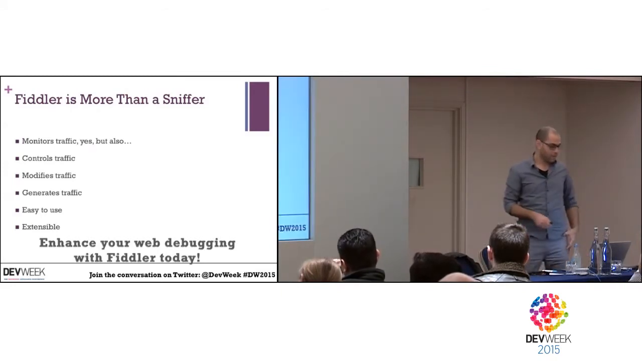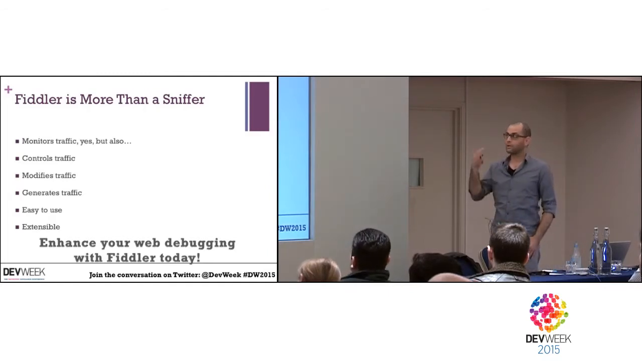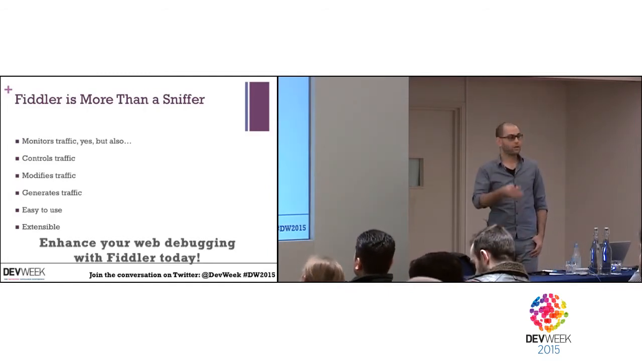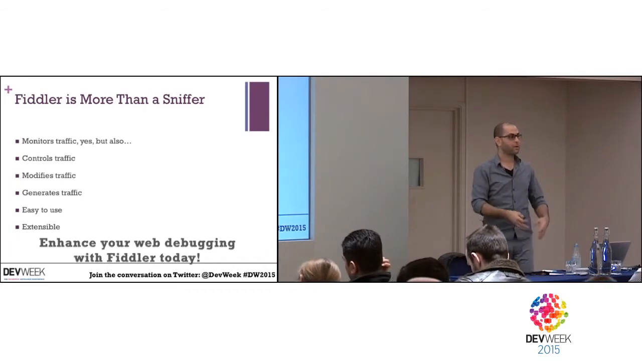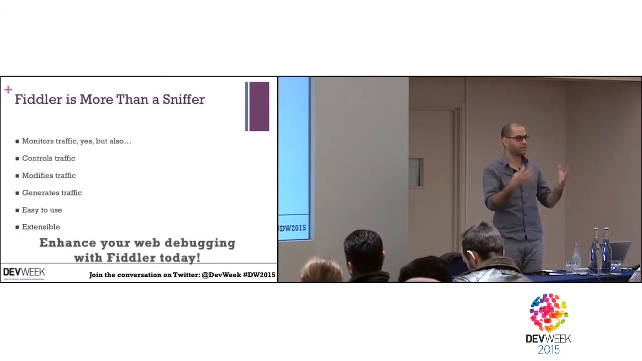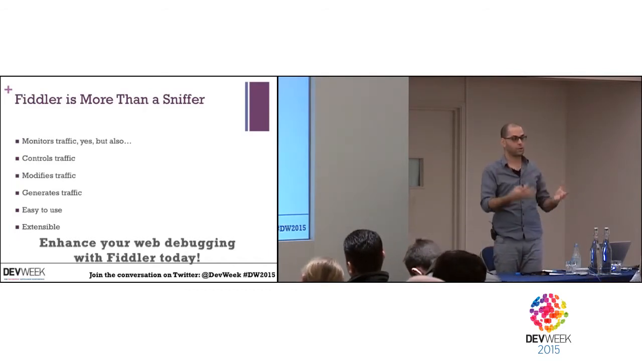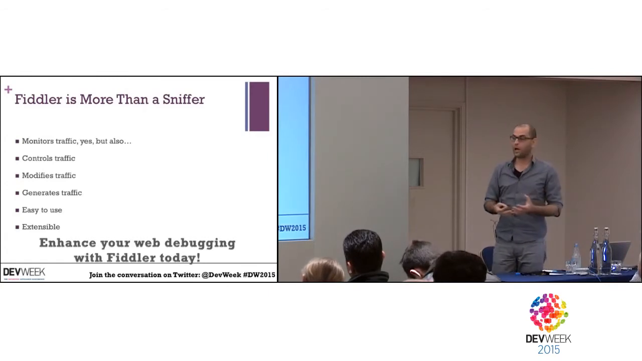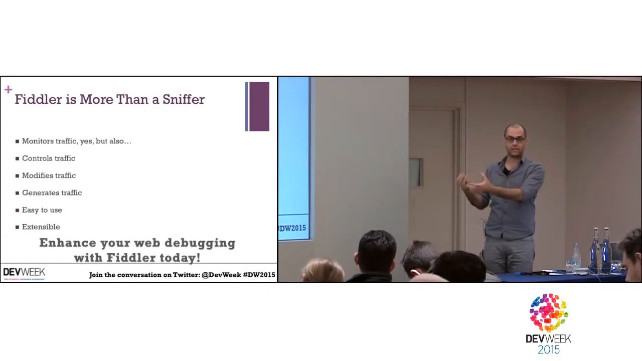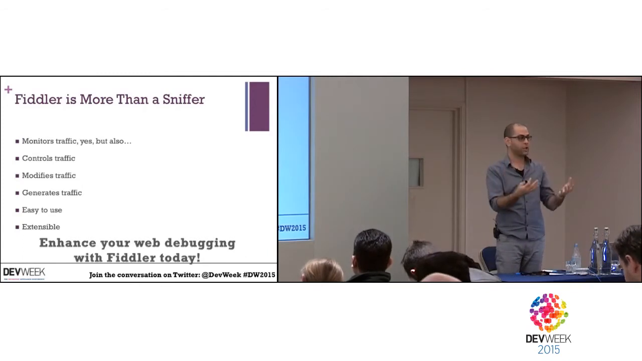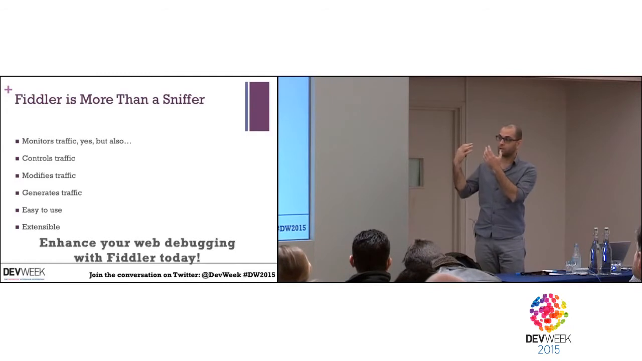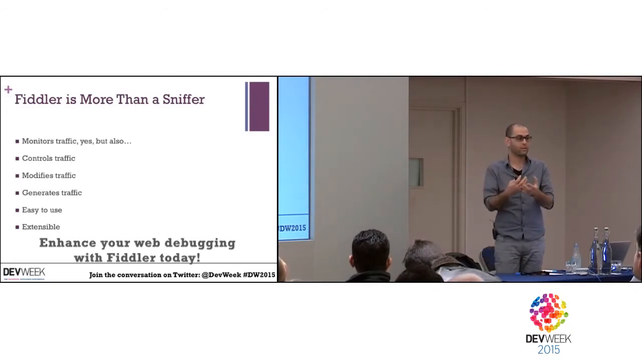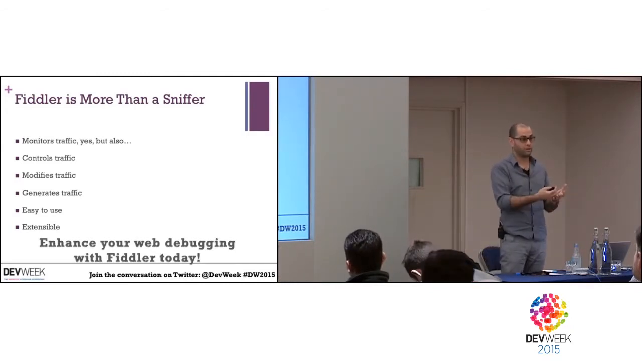So Fiddler is more than just a sniffer. Yeah, it's able to monitor traffic, but you can do a whole lot of things with it to debug your web application, to figure out how it performs, to easily test stuff, to exchange information between developers on how your application works. And it's also extensible, so you can add the stuff that you need to Fiddler, okay?